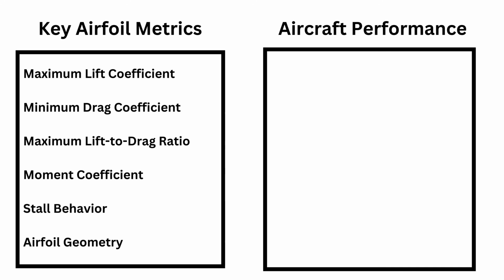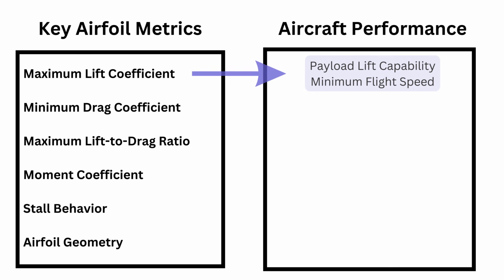Let's study how each of these parameters affect the overall performance of the aircraft. Understanding this will allow us to judge which airfoil is most suitable for our design. The maximum lift coefficient measures the amount of lift an airfoil can generate before it stalls. Airfoils with a higher CLmax allow the aircraft to carry heavier payloads and reduce its minimum speed, also known as stall speed. The minimum drag coefficient measures how much drag the airfoil generates.